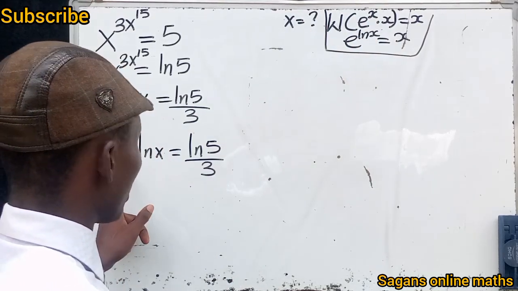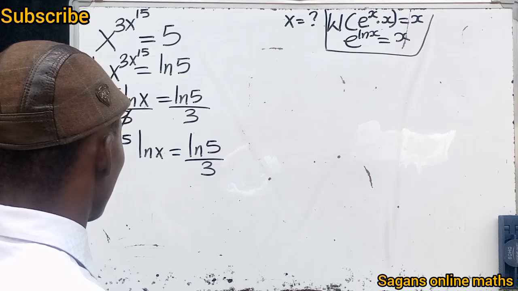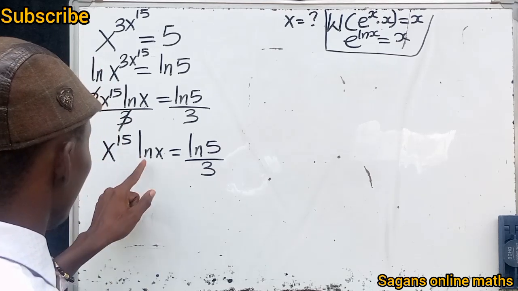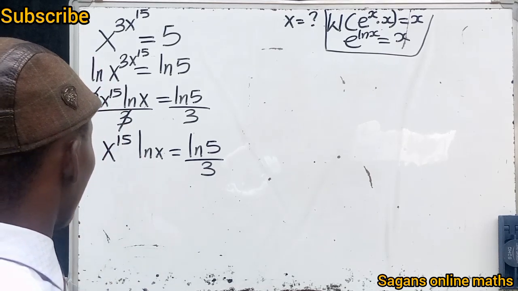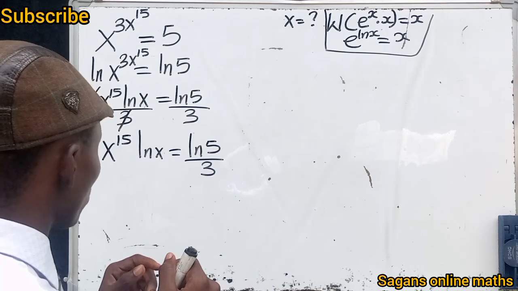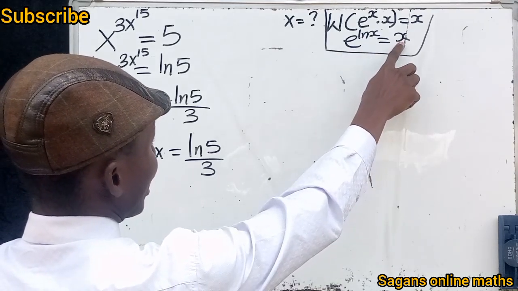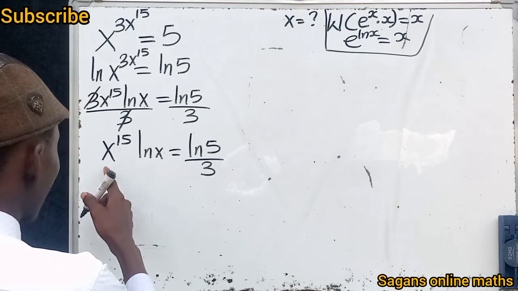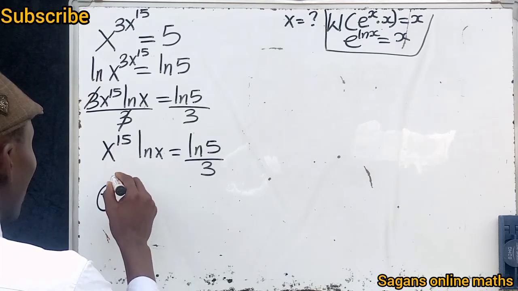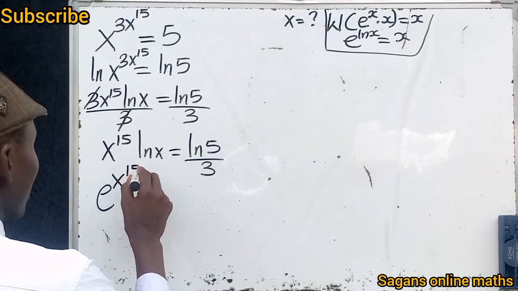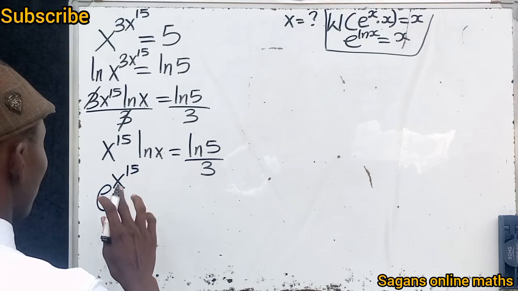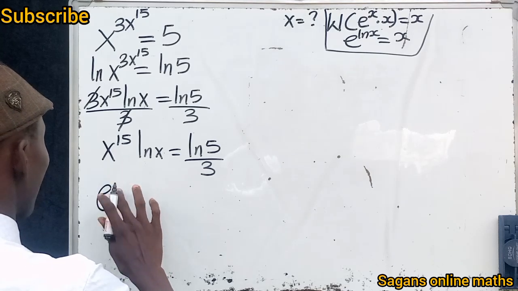But what are we going to do here? Now we know that we have ln x here. I am not wrong, because we know that e raised to the power of ln x equals x, right? I am not wrong if I decide to write this as e raised to the power of x to the power of 15. Sorry, I am not wrong if I write ln of e raised to the power of ln x to the power of 15.